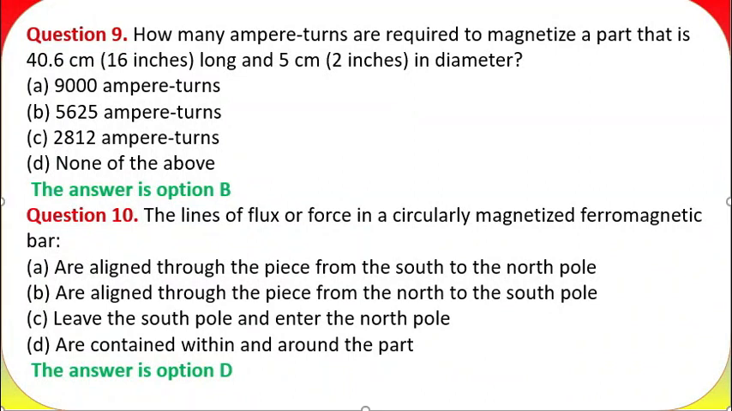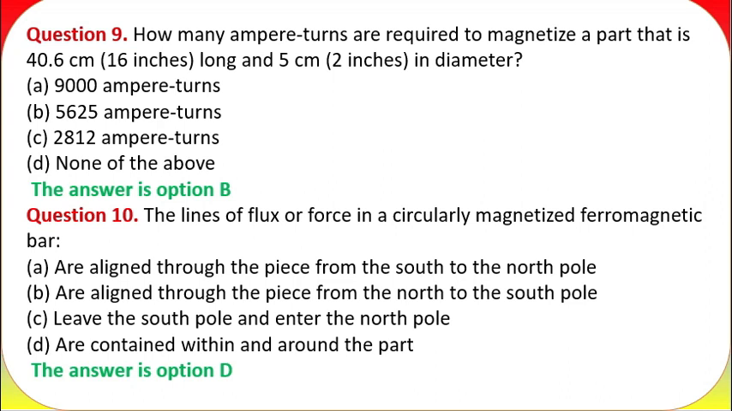Question 9. How many ampere-turns are required to magnetize a part that is 40.6 centimeters, 16 inches, long and 5 centimeters, 2 inches, in diameter? A. 9,000 ampere-turns. B. 5,625 ampere-turns. C. 2,812 ampere-turns. D. None of the above. The answer is option B.